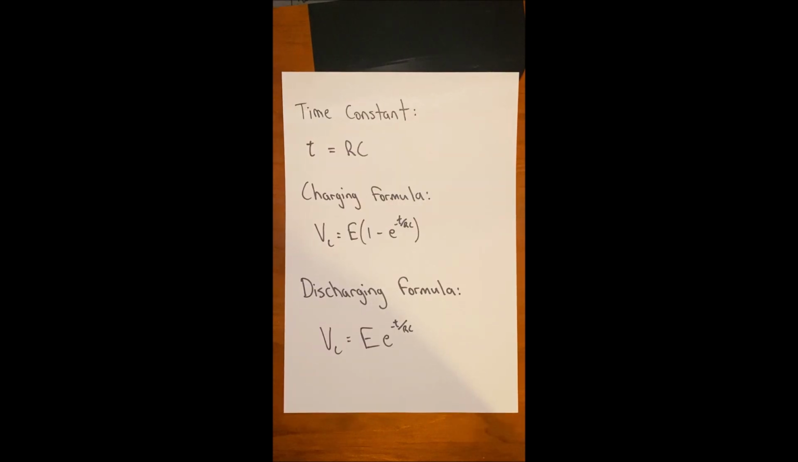Here are some useful formulas. The time constant tau equals RC, which is the total resistance times the total capacitance. This is significant because it is the time that a capacitor takes to charge to 63% of its source voltage. After 5 time constants, that's usually when the capacitor is fully charged. The charging formula and discharging formula are written below.